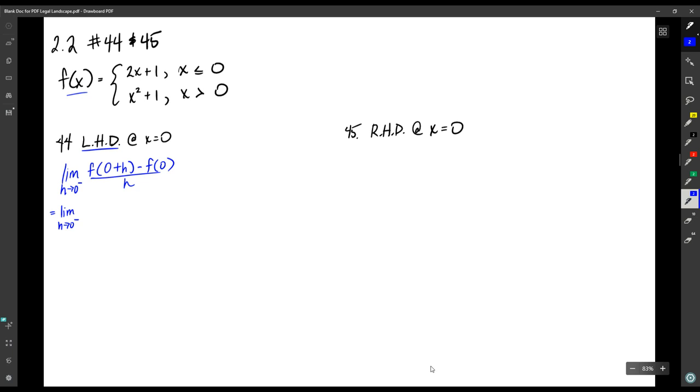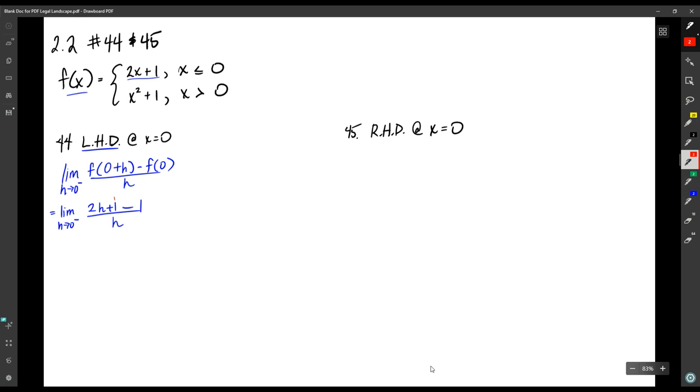Limit as h approaches 0 from the left. I'm going to be using the rule 2x plus 1 because that's the rule that governs all the x values to the left of 0, and we're looking for a left-hand derivative. So plugging in 0 plus h is the same as plugging in h. So f of h using 2x plus 1 becomes 2h plus 1 minus our f of 0. If we plug in 0 to 2x plus 1, 2 times 0 is 0 plus 1 is 1. So we're left with just 1, and this is over h.